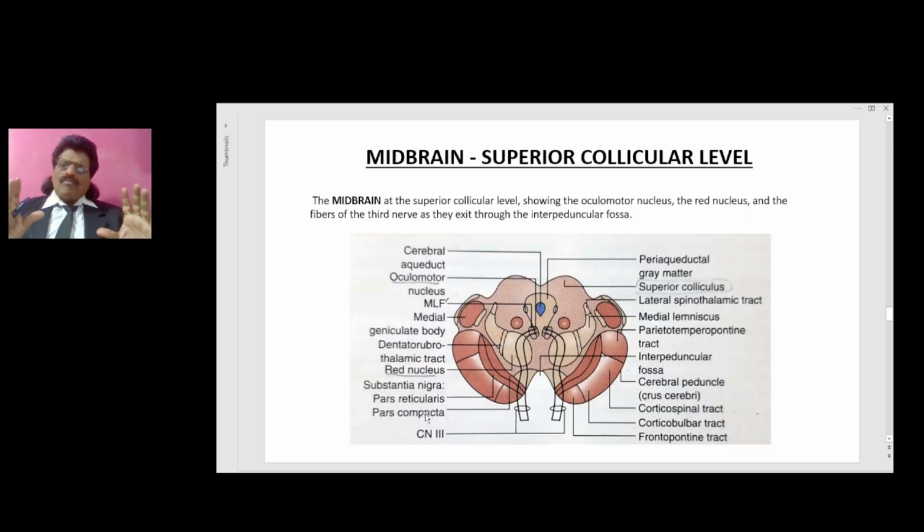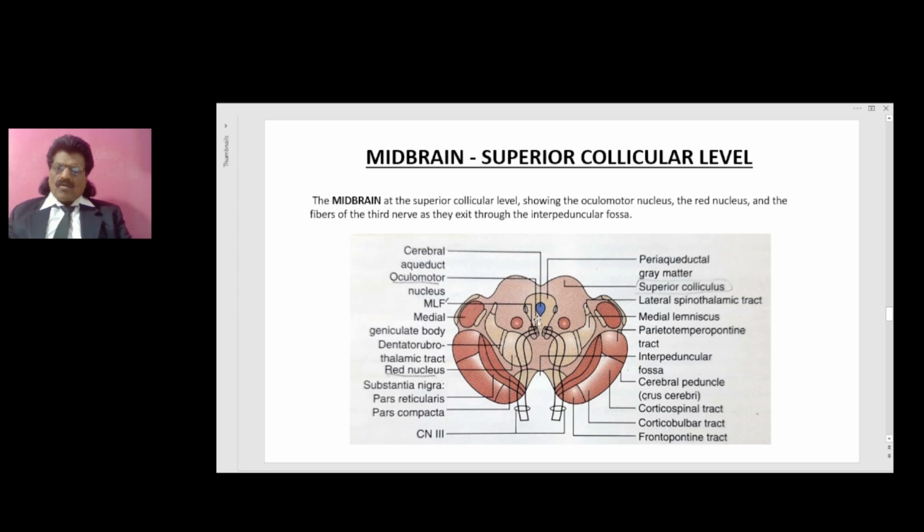So now let's talk about the various sections: midbrain, superior collicular level, midbrain, inferior collicular level, pons and medulla oblongata. Very, very important to localize the cranial nerve lesion and other structures also. So the midbrain at the superior collicular level basically shows the third nerve, the red nucleus, and the fibers of the third nerve nucleus as they exit through the interpeduncular fossa. So third nerve is at the level of the superior colliculus, and the 4th nerve is at the level of the inferior colliculus. So if you see the section of the midbrain, this is the cerebral aqueduct.